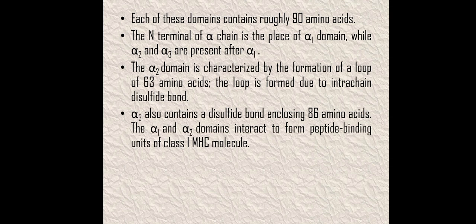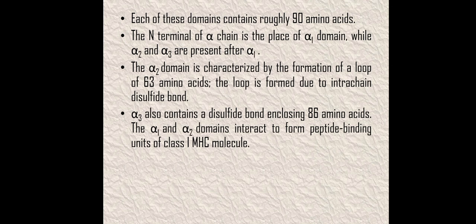Each of these domains of the alpha chain contains roughly 90 amino acids. The N terminal, that is the amino terminal end of the alpha chain, is the place of the alpha 1 domain, while the alpha 2 and alpha 3 are present after the alpha 1. The alpha 2 domain is characterized by the formation of a loop of 63 amino acids, and the loop is formed due to the intrachain disulfide bond. The third domain, the alpha 3, also contains a disulfide bond enclosing 86 amino acids.